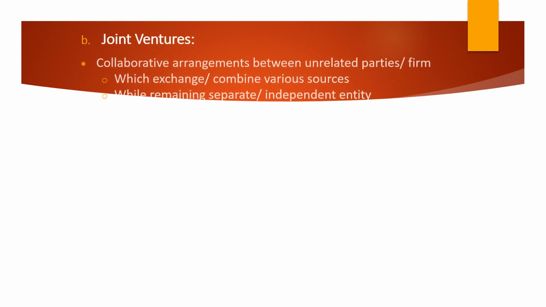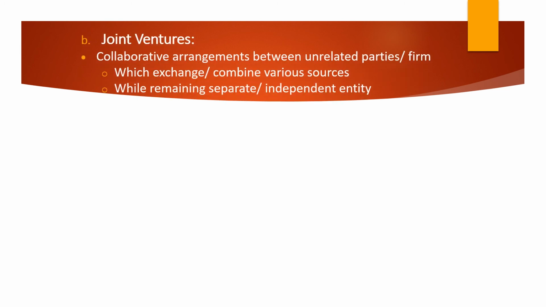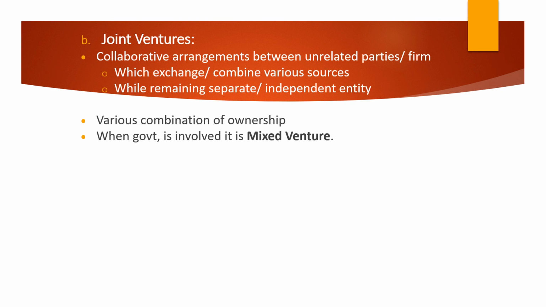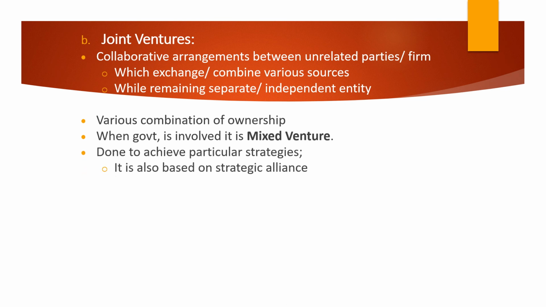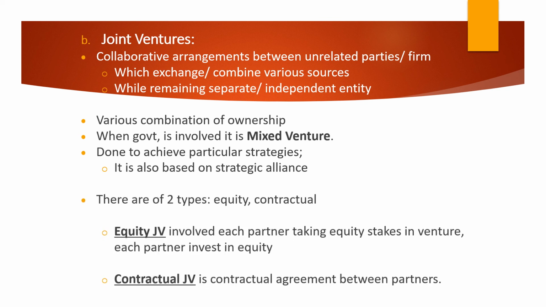Now, joint ventures. A collaborative arrangement between unrelated parties, in which firms exchange and combine various resources while remaining separate independent entities, is a joint venture. There are various combinations of ownership. When the government is involved, it is known as a mixed venture. It is done to achieve a particular strategy. It is also based on strategic alliance. There are two types, equity and contractual.